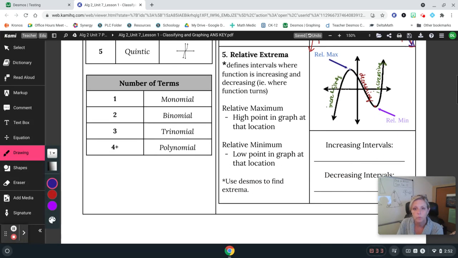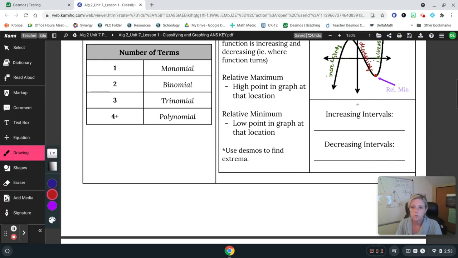Okay, we also have relative extrema. So these are our relative maximums and minimums. And this tells us where the graph is going to turn, basically. If you have a relative maximum, that is a high point in the graph, like this up here. And if you have a relative minimum, that's going to be the low part of the graph. So if you can imagine this is the highest, that's where you're going to change from increasing to decreasing. And if it's the lowest, it's going to switch from decreasing to increasing.